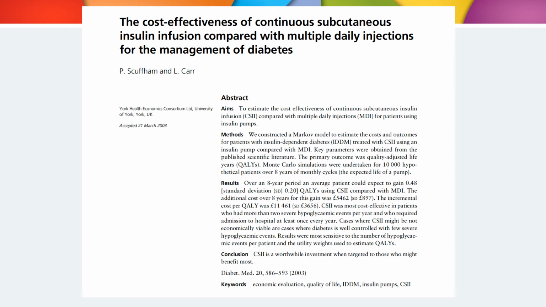A common drawback to insulin regimens that tightly control blood sugar levels is iatrogenic hypoglycemia. Multiple daily injections is a gold standard treatment. Continuous subcutaneous insulin infusion allows for more flexibility and precision in glycemic control than multiple daily injections. However, it is more costly. Information on value for money is needed. Scuffman and Carr perform a cost-effectiveness analysis to inform a decision.